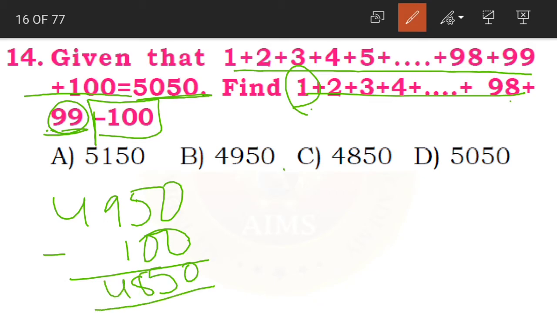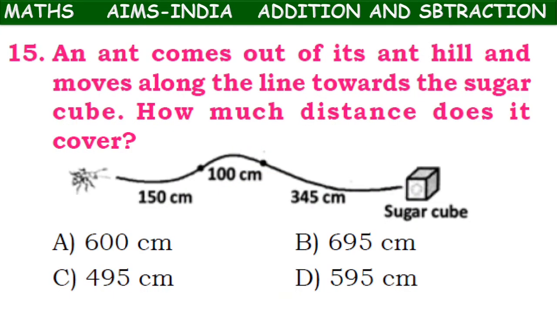What is our final answer, children? Our final answer is 4850, which is option C. Clear? So this is how you need to think and solve this kind of questions. Going to question number 5.